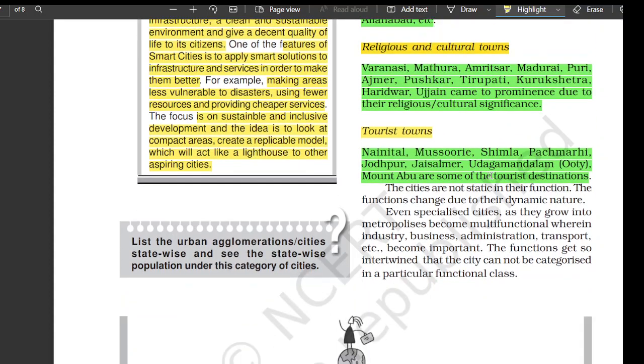Tourist towns. Nainital, Mussoorie, Shimla, Pachmarhi, Jodhpur, Jaisalmer, Ooty, Mount Abu are some of the tourist destinations.